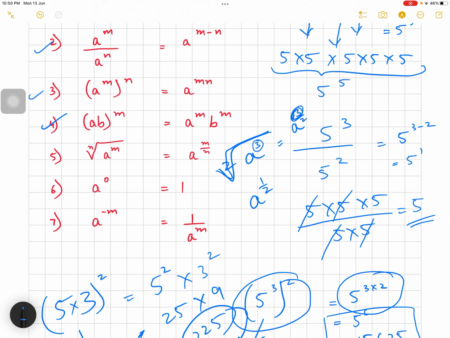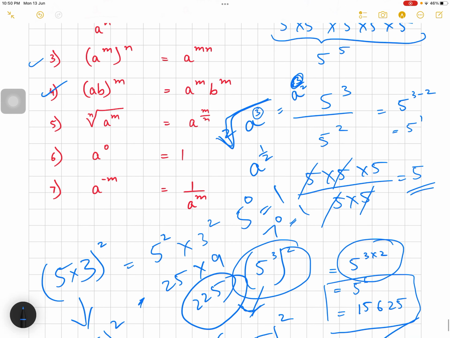And anything raised to 0 is equal to 1. 5 raised to 0 is equal to 1. 7 raised to 0 is equal to 1. Anything raised to 0 is always equal to 1.